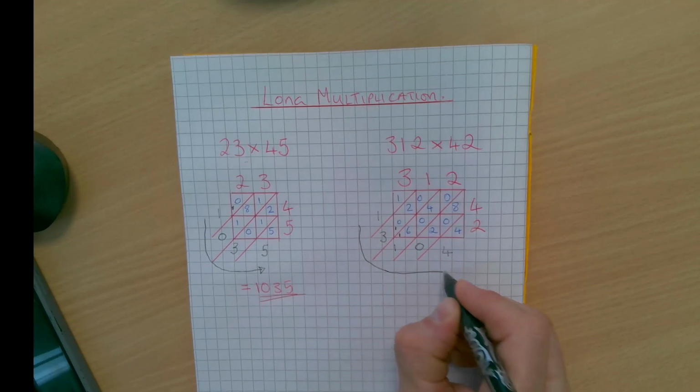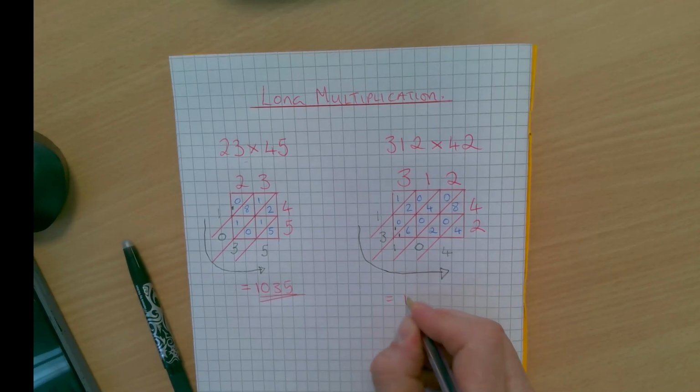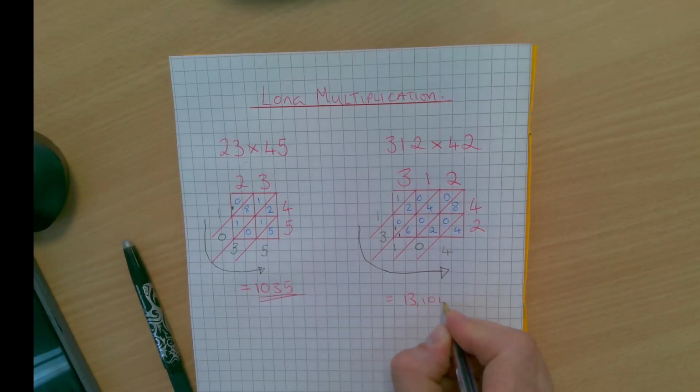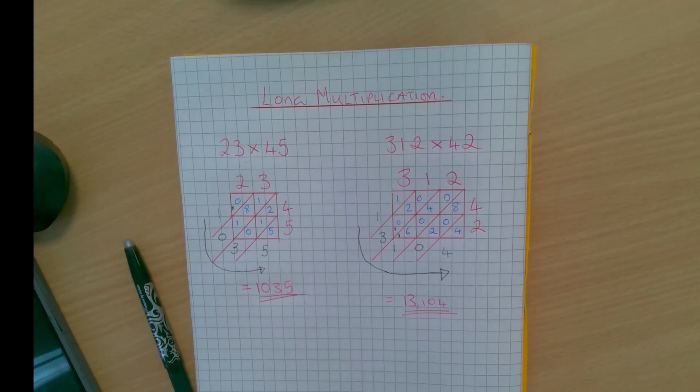And these here are the numbers which give you the answer. As you can see, the answer is 13,104. It takes a bit of practice, but it works every time. And we want all kids in this school to be using that method, please, for long multiplication.